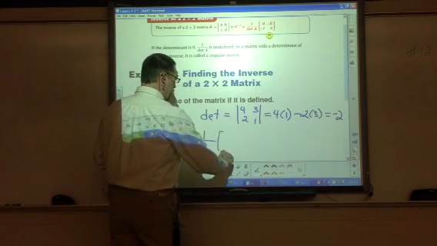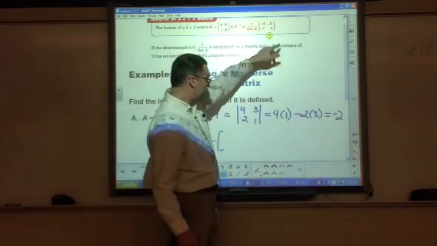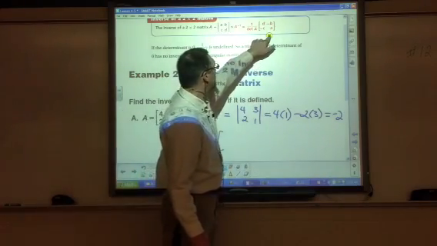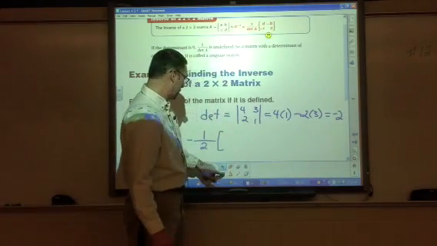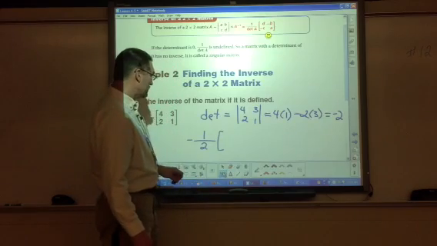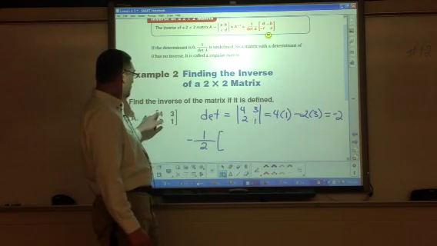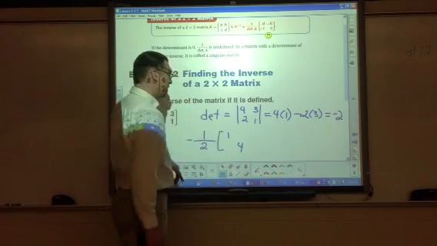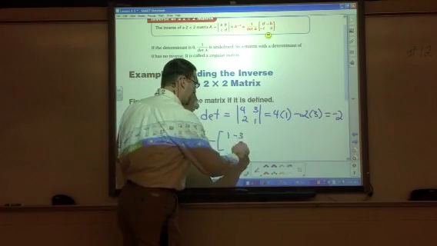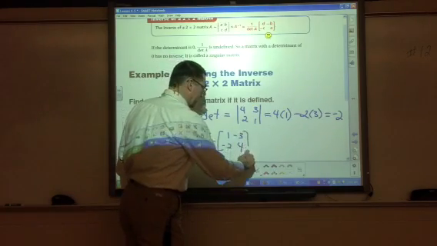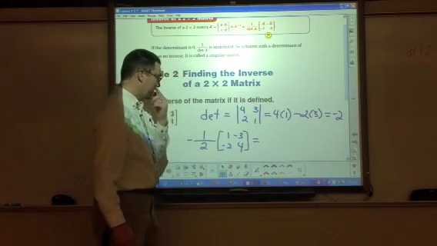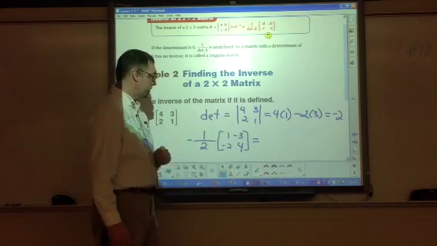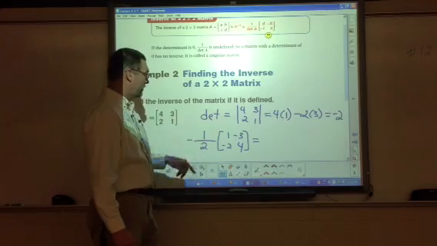and we're going to multiply it by the switching of the numbers. So we have the 4 and 1 are going to switch, so the 1 goes here, the 4 goes down here, and then B and C become negative. So then I just distribute the negative 1/2.